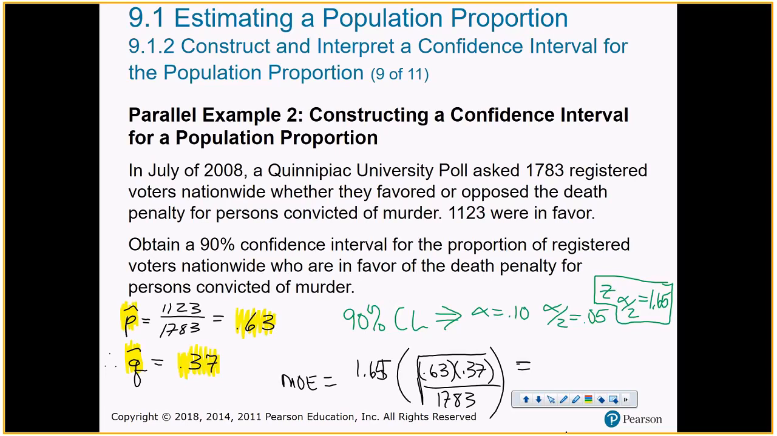What does this come out to be? Give me 2 digits, or 2 decimal points. 0.0186. 0.0186. 0.18 would be 2.02, right? So that's a 2% margin of error. What if you did a 90% confidence level and you came out with a 17% margin of error?